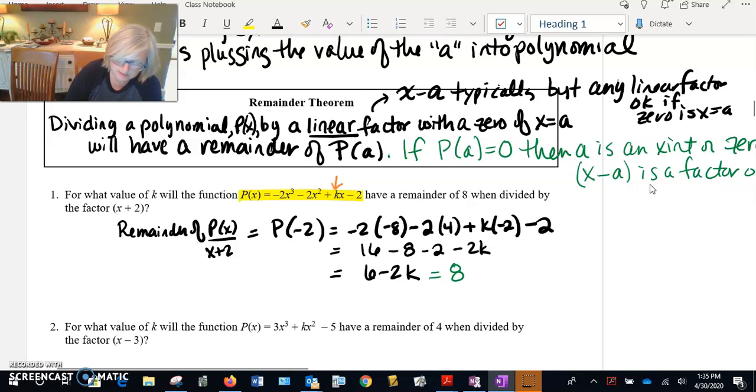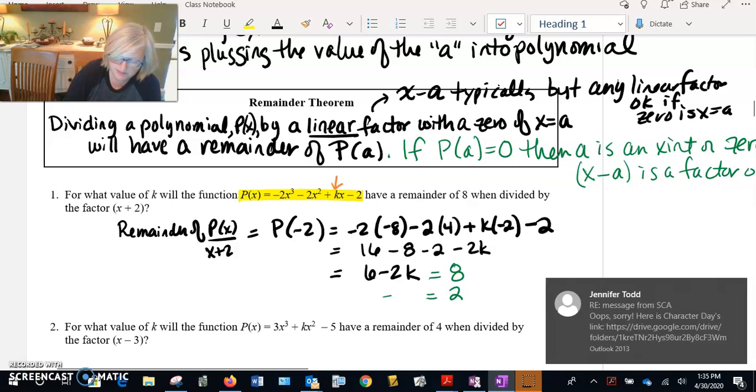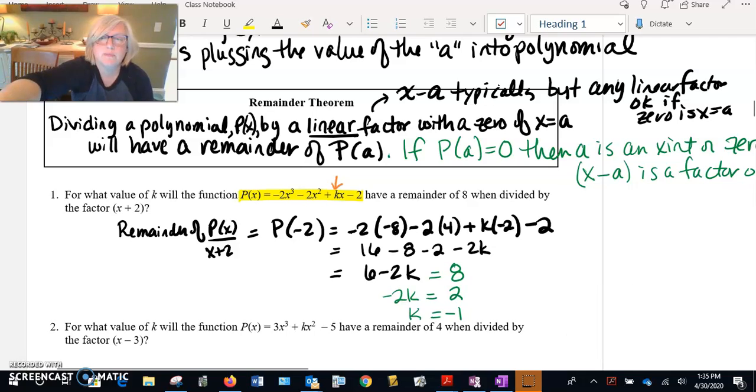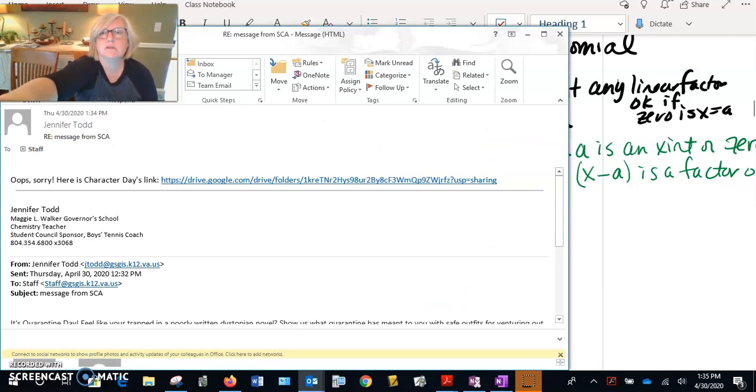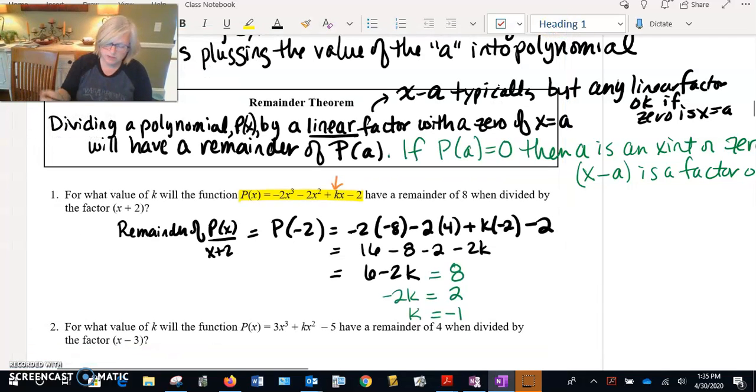Let's subtract the 6 over. That gives me 2, negative 2k. Divide by negative 2. So k would equal negative 1. And so k equal to negative 1 would give me a remainder of 8. So it just turns it into a basic arithmetic problem.